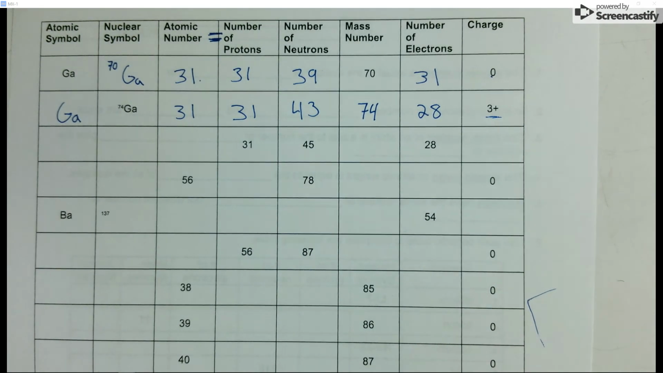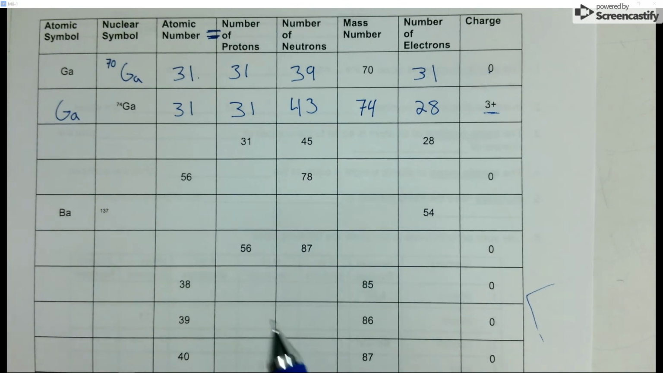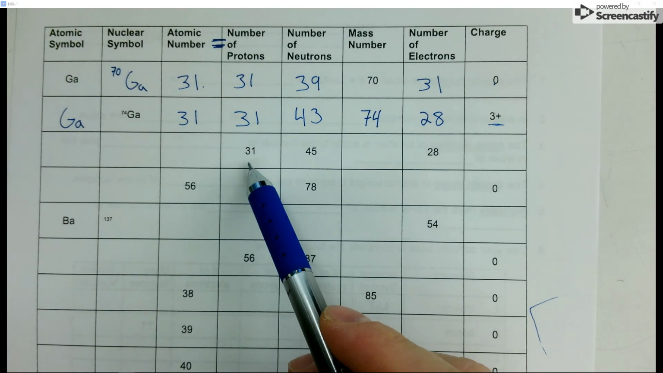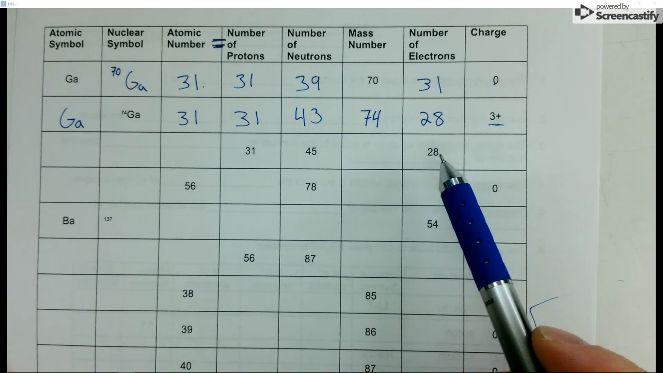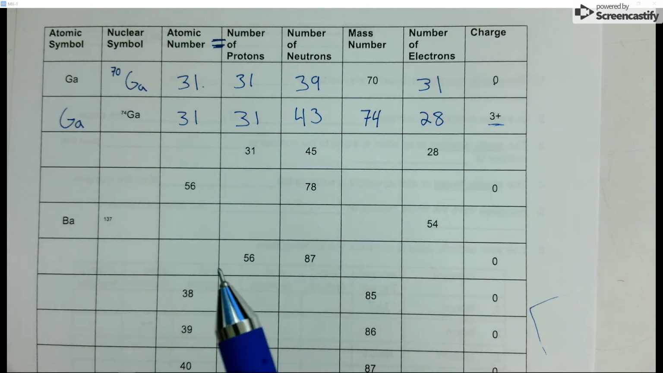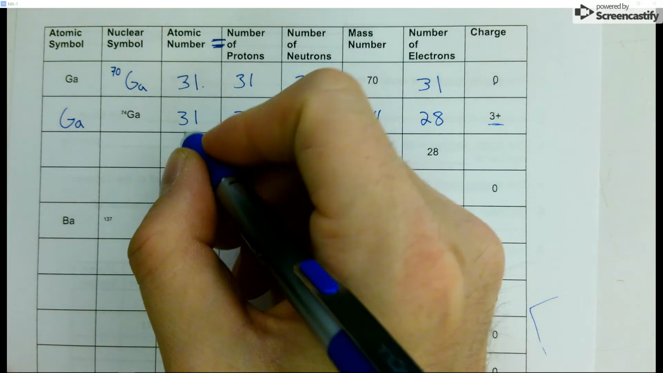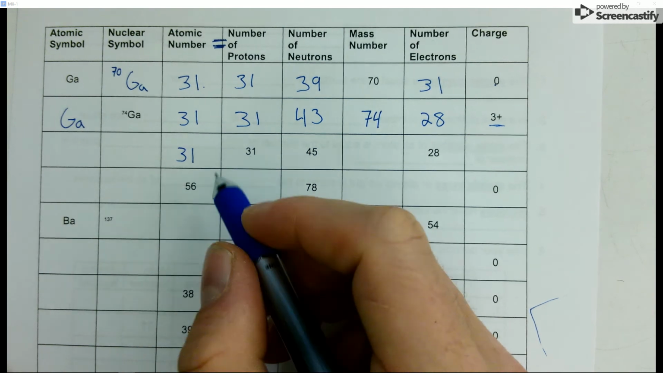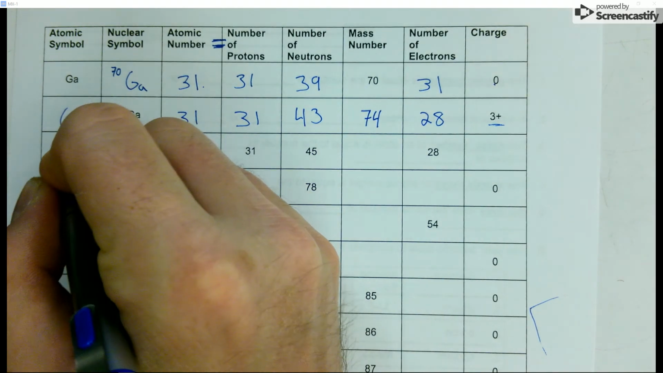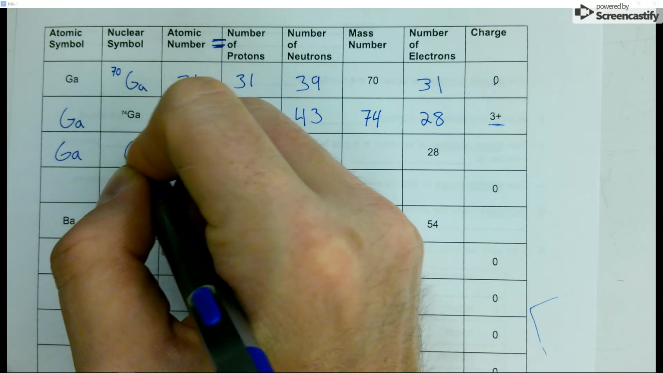Okay, one last row real quick, and let's see what we get. So in this case, we're given number of protons, number of neutrons, and number of electrons. So we're going to start with the protons because that tells us the element. So number of protons tells us the atomic number, 31. And would you look at that? It's still gallium, right? 31, 31. So we know it's still Ga here.